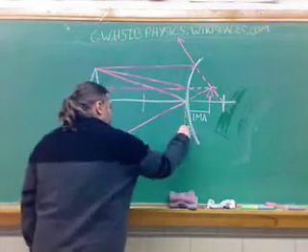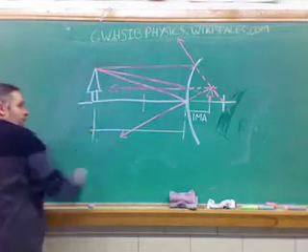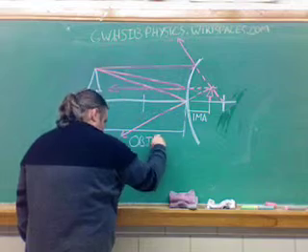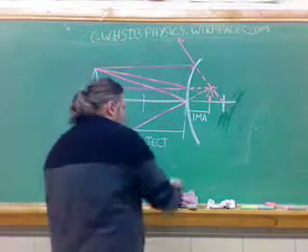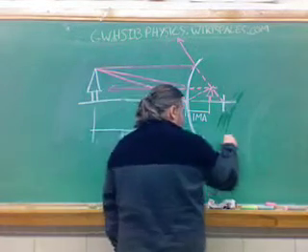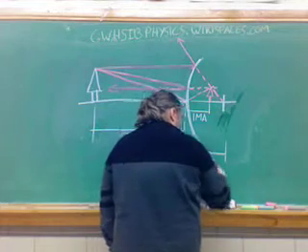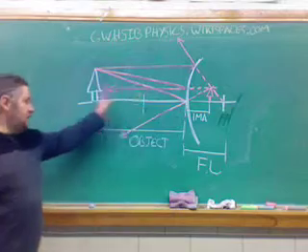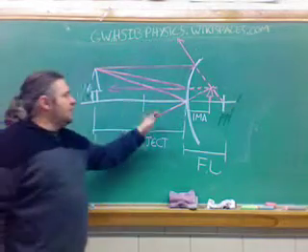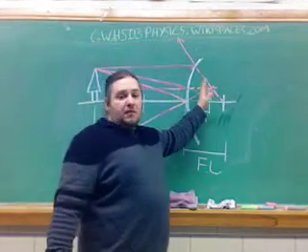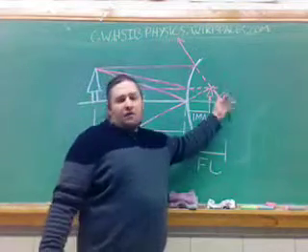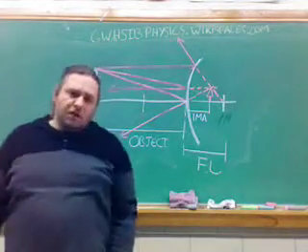This represents my object. And this represents my focal length. So the distance from the surface of the mirror to the object is the object distance. The surface of the mirror to the apparent location of the image is my image distance. And the surface of the mirror to the point where all those parallel rays will converge is my focal length.